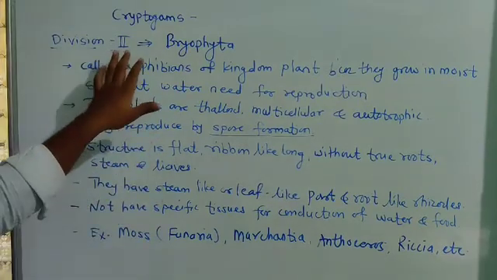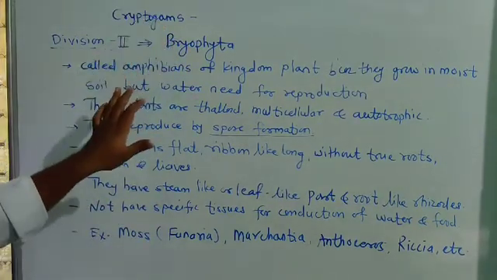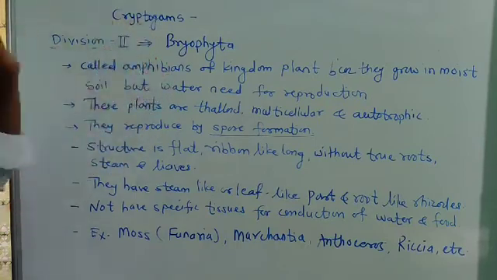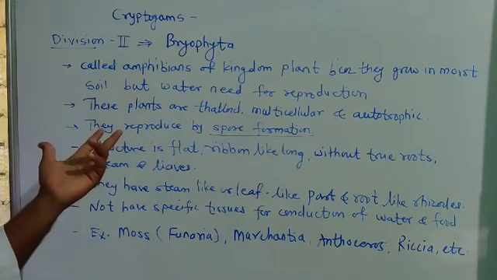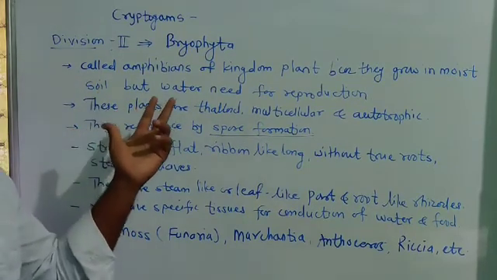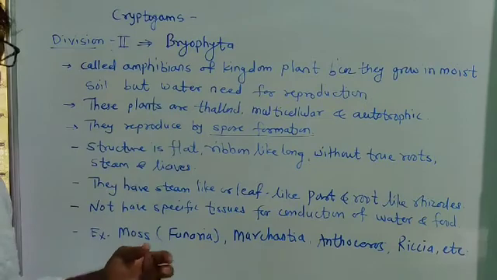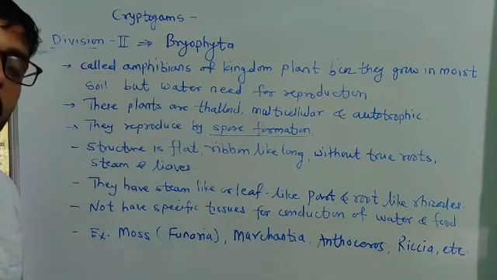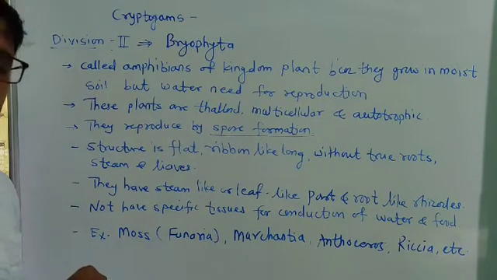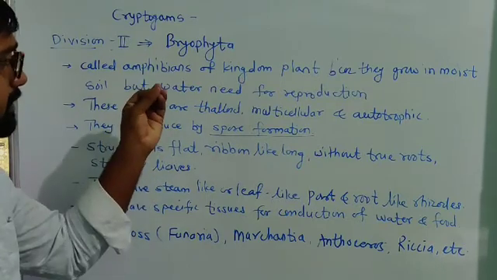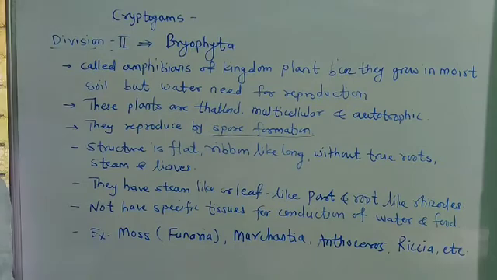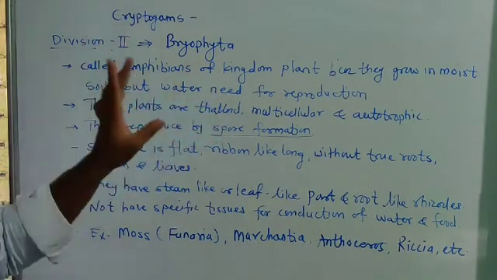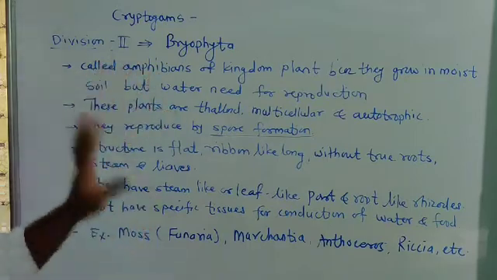Look at this, the second division of cryptogams. These are not well developed plants; they are called bryophytes. What are their specific characteristics? They are also called amphibians. Amphibians means what? They can live in water and also on soil or ground. Why are they generally called amphibians? Because they grow in moist soil, but for their reproduction water is needed. That is why they are called amphibians.